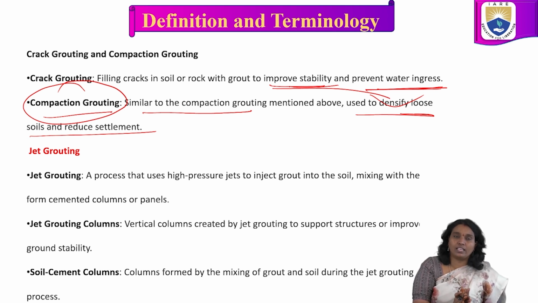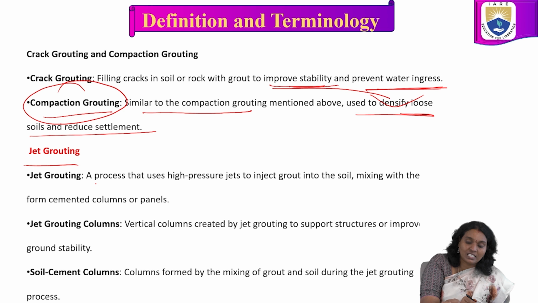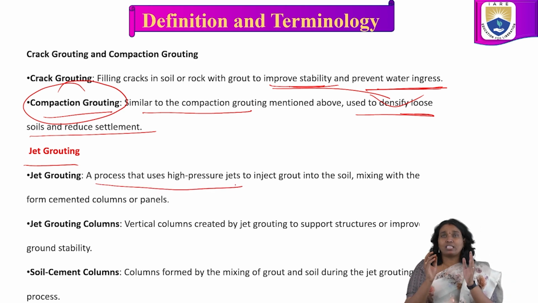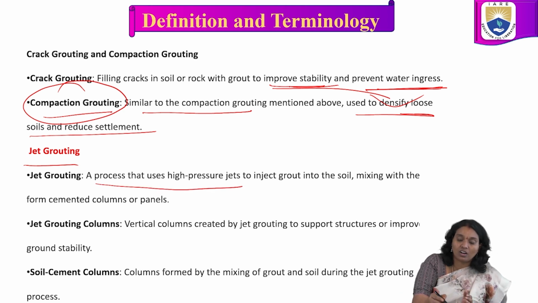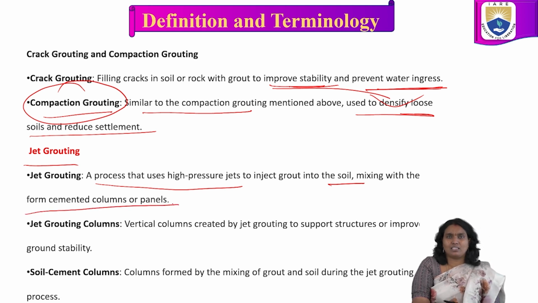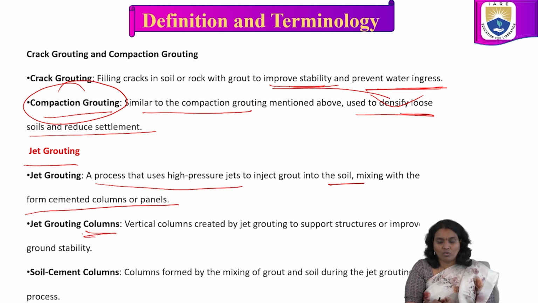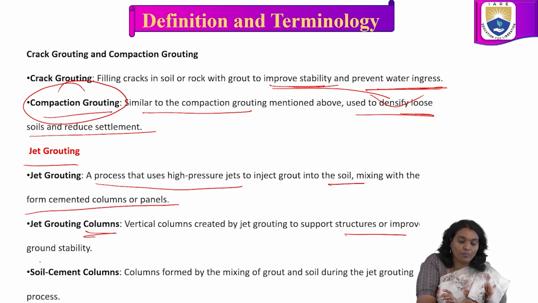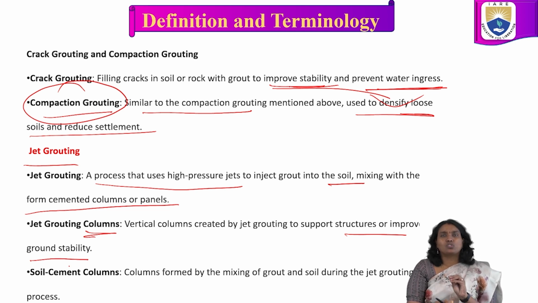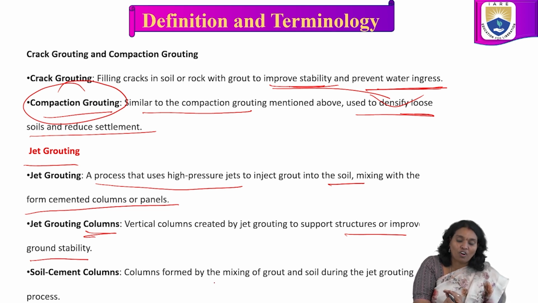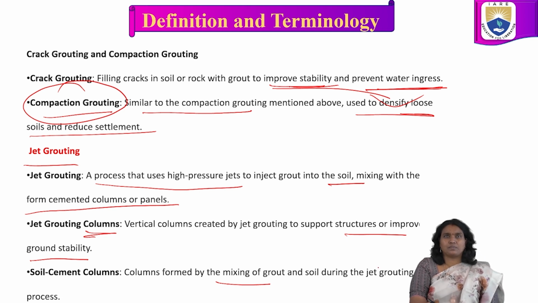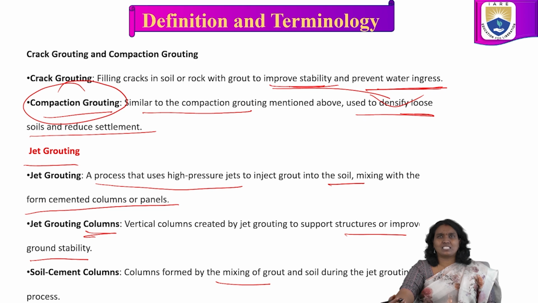Now in jet grouting, a process that uses high pressure, whenever it requires high pressure jets to inject grout into the soil, mixing with the soil to form cemented columns or panels. In jet grouting columns, vertical columns created by jet grouting to support structures or improve ground stability. Soil cement columns, columns formed by mixing of grout and soil during the jet grouting process. So like this we are going to understand the various terms which we use.